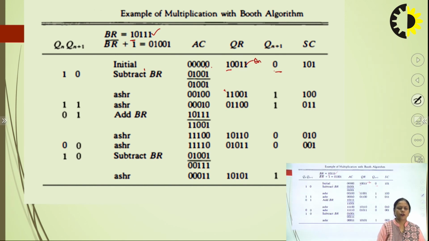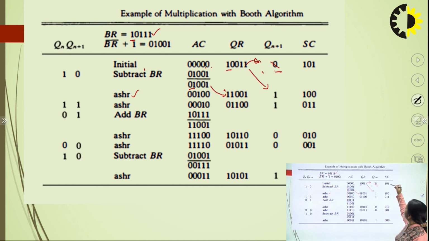Next step is to perform arithmetic shift. We will perform this arithmetic shift into AC, QR and Qn plus 1. So we will perform arithmetic shift right here. When we perform arithmetic shift right, this 0 will be lost and we will get 1 here. Then 1 0 0 1, and this 1 will come here, and 0 0 1 0, and the last bit is 0, that's why again 0 will be copied here. Okay, so we have performed arithmetic shift. Now I have completed one step of the Booth algorithm.